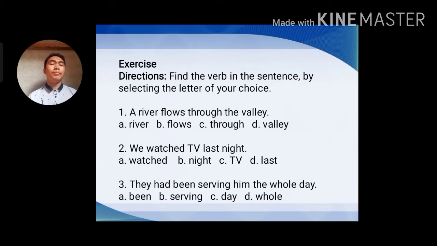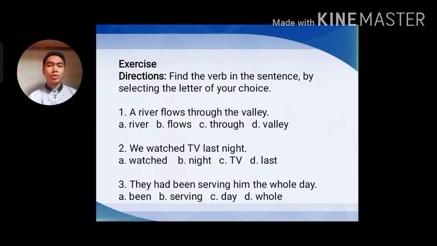Now who can remember our past lesson? Yes, Miss Palahang. Yes, exactly. That's all about verb. What is verb, by the way? Yes, Miss Aison. Okay, very good. A verb is an action word or a word that describes an action.